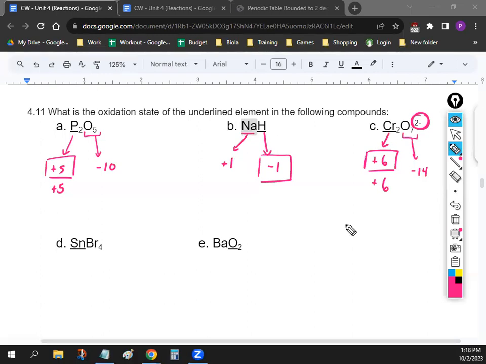All right, let's go to the next one. Part D. If you remember, bromine is what? -1, because it's a halogen. Halogens have an oxidation number of -1. We've got 4 of them. So what does tin have to be to balance that out? +4. Dude, this is easy peasy for you guys. I'll make this class harder.